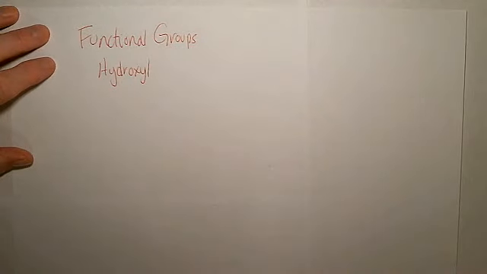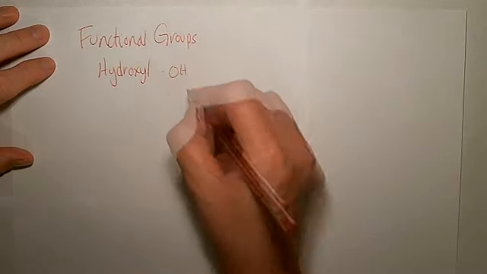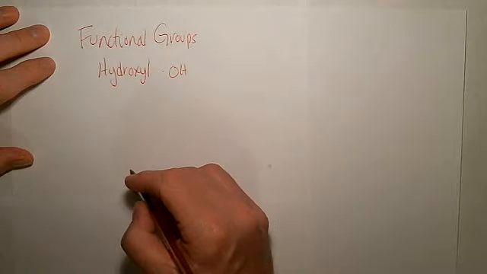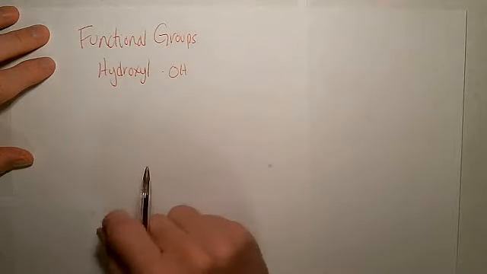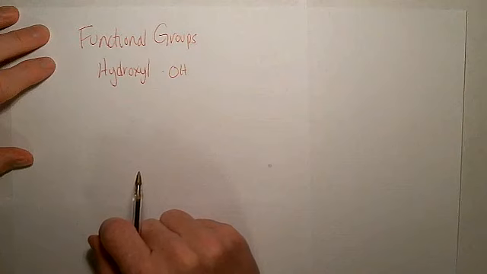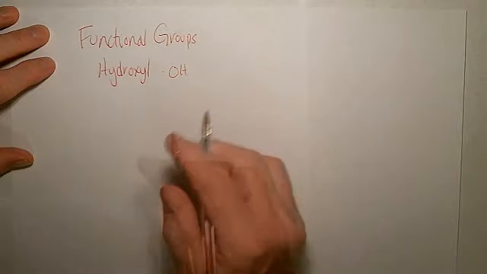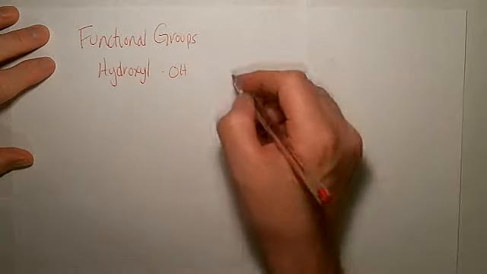Now a hydroxyl is basically an OH group, so an oxygen and a hydrogen that have been added to a molecule. And when we name a molecule that's got a hydroxyl on it, typically that molecule will have an OL ending on that molecule. So let me kind of show you what I'm talking about here.